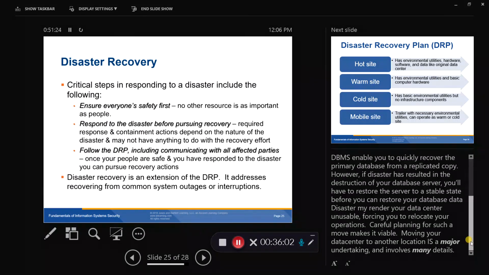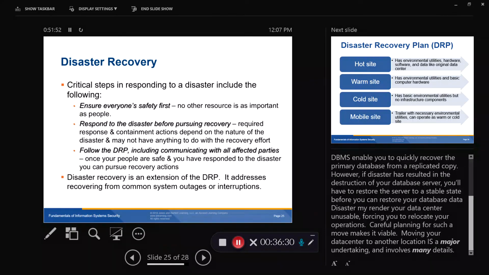That was the same scenario with the flood at Great Dane. We had to restore a computer before you put anything on it, which means we had to go get one. The disaster may render your data center unusable. They had to clean that data center at Great Dane out before they could even get any machine up and running. And again, that took several days, almost a week, really. Careful planning for such a move makes it viable.